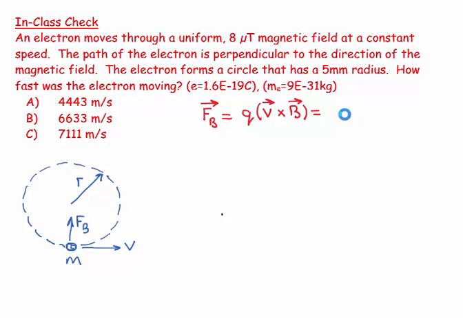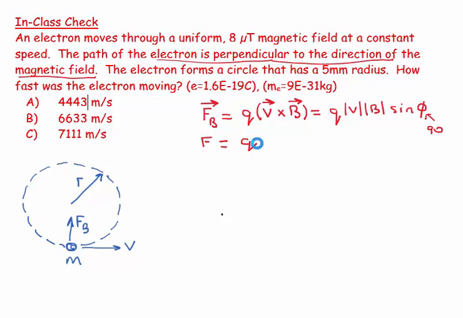If I write that out, this is Q times the magnitude of V times the magnitude of B times the sine of the angle between them. And it says that the electron's path is perpendicular to the direction of the magnetic field, so we know that's 90 degrees, and the sine of 90 equals 1. So let's write that down: F is equal to QV times B.